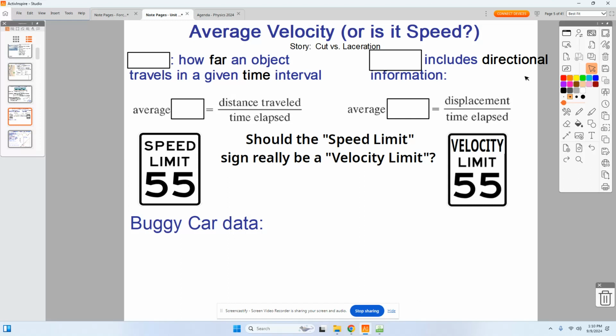Okay, so here we are for Monday. In case you happen to watch this from home, we're going to do a little lesson today on buggy car data, and you're going to help me do some timing. So here's the deal: we're going to take this car, and you're going to time it, and then we're going to record this data right here.